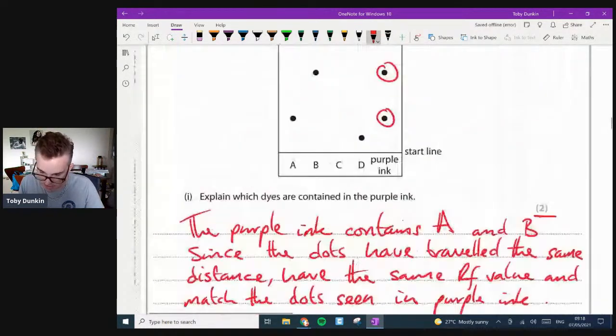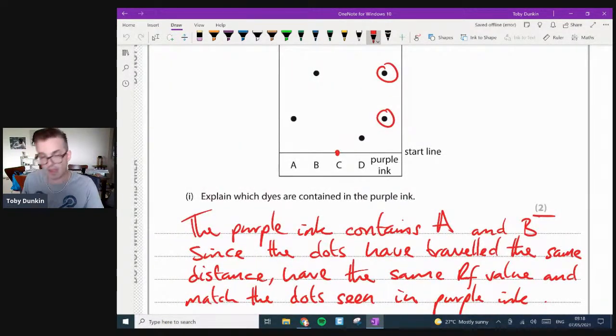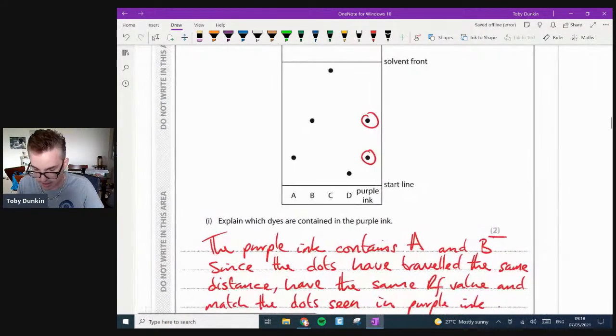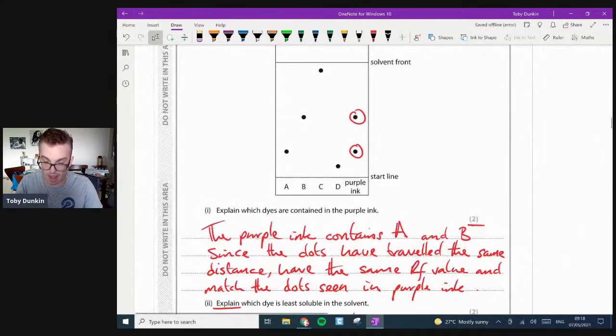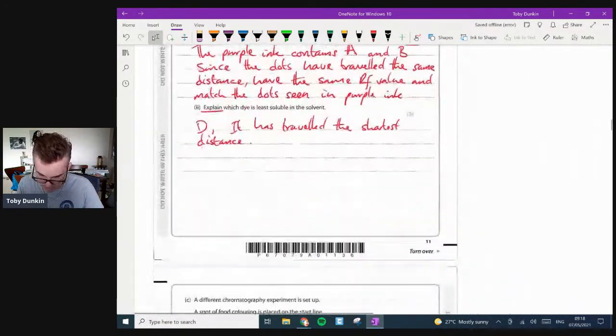They usually have a spot that hasn't moved, and they go, what can you say about this spot C? And you go, it's insoluble because it hasn't moved. Yeah, when C is actually the most soluble. It's got the highest RF. Try to write to the page.